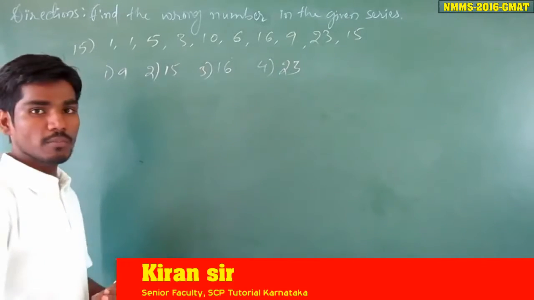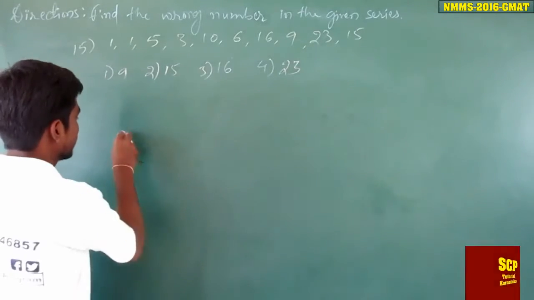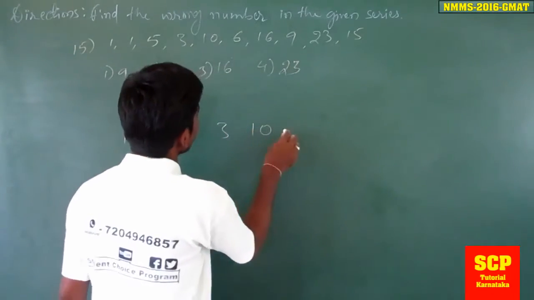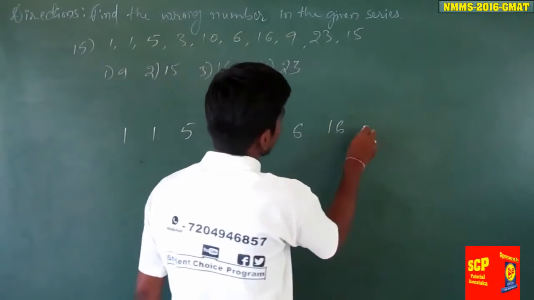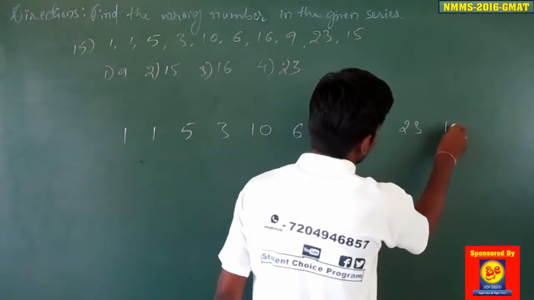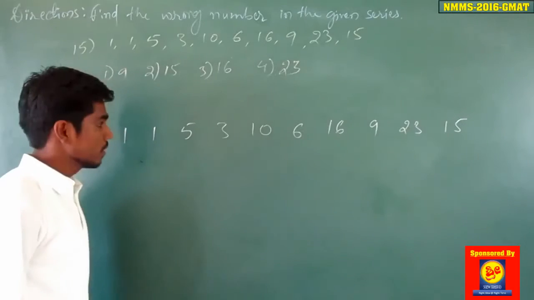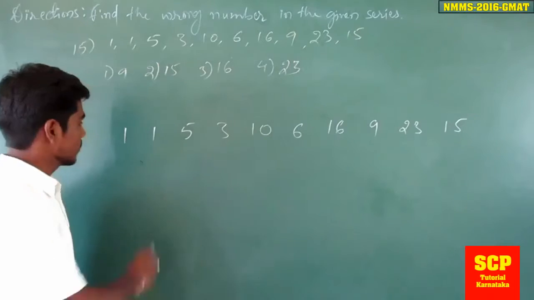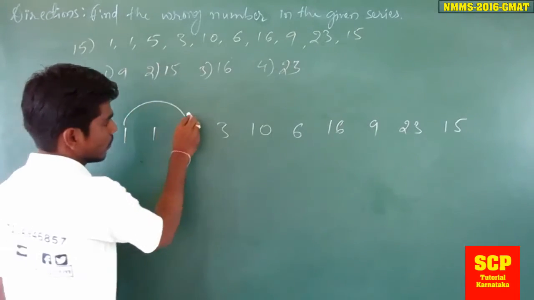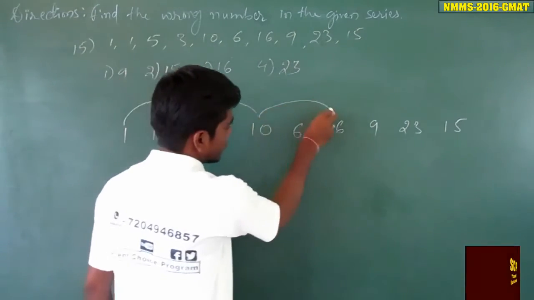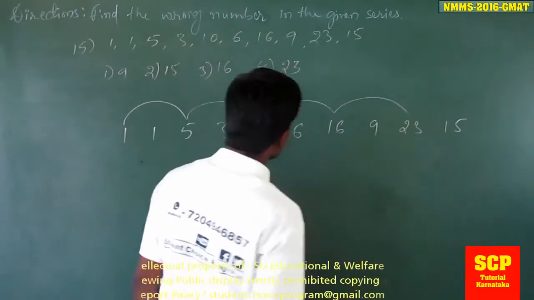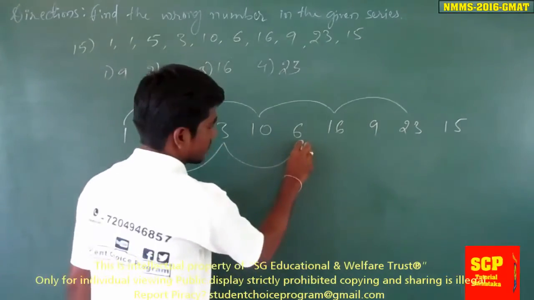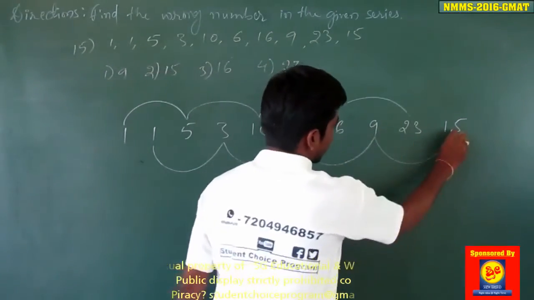Friends, to solve this problem, first let me write the given question. That is 1, 1, 5, 3, 10, 6, 16, 9, 23 and 15. Now if you observe the given problem, this problem contains two series. That is 1, 5, 10, 16, 23 and one more, 1, 3, 6, 9, 15.